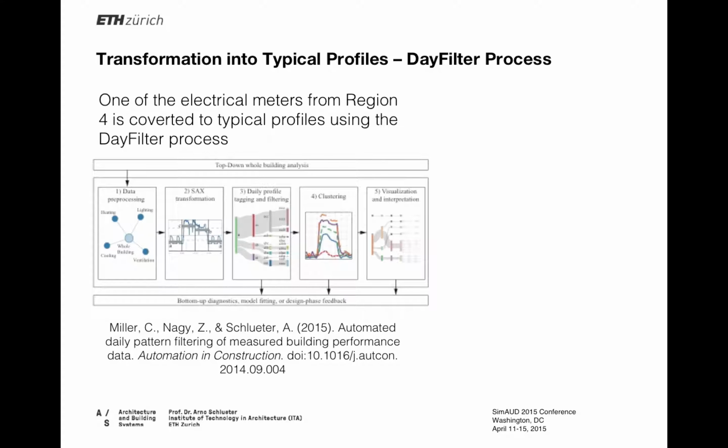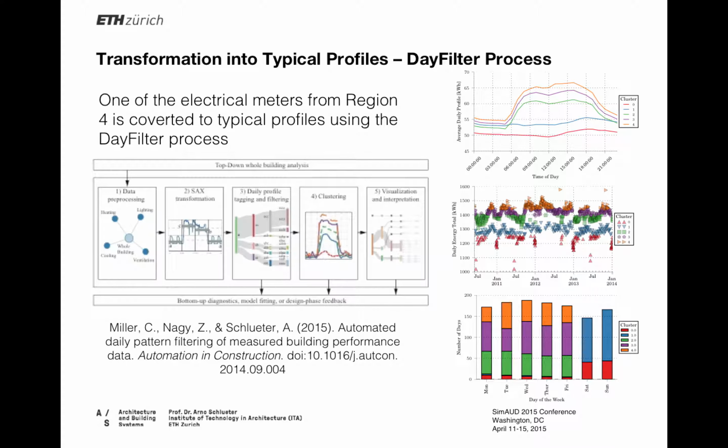The last thing, and I haven't done this for all of the points yet in this process, is that I would transform these region 4 candidates into typical daily profiles. I use the day filter process, which I published a paper on in Automation in Construction, which focuses on filtering patterns from univariate data according to daily profiles, dividing those into normal and abnormal, and then clustering those into typical profiles. I did that in this case to illustrate one of the data points converted using day filter, and it came up with 5 different types of performance: 2 weekend type schedules and 3 weekday type schedules, which seem to have a standard offset.